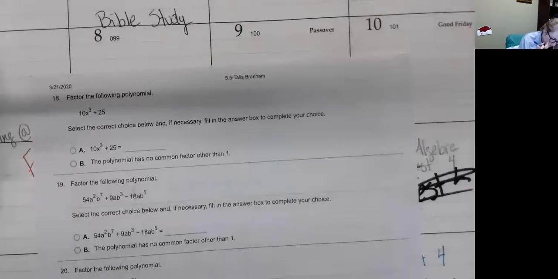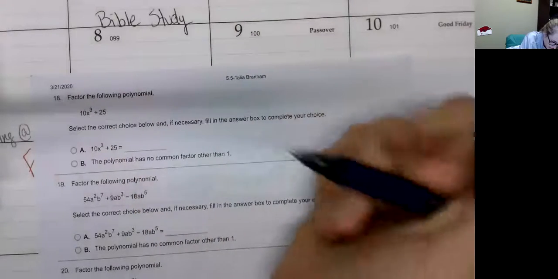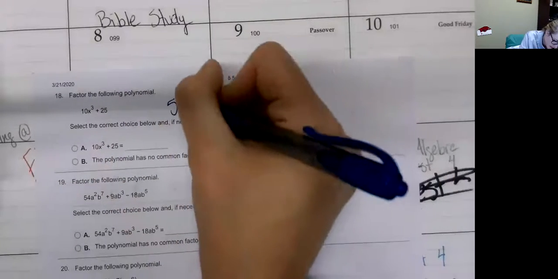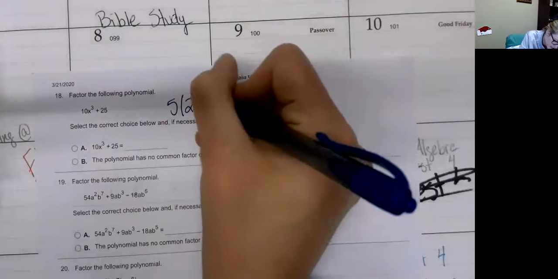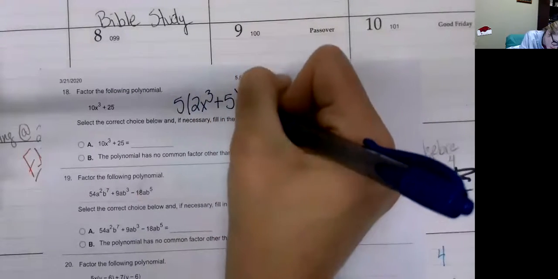Factor the following polynomial. What can I factor out of both of these? I can factor out of 10 and 25 a 5. So I'm going to factor 5 out. I'd be left with 2x cubed plus 5.